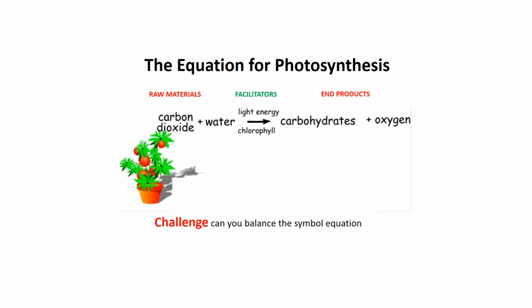My end products are going to be my carbohydrates, which are glucose, and glucose tends to be stored in the plant when it's not being used as starch. And also oxygen, which is vital. Ensure that you have this equation written down. Pause the slide if necessary.